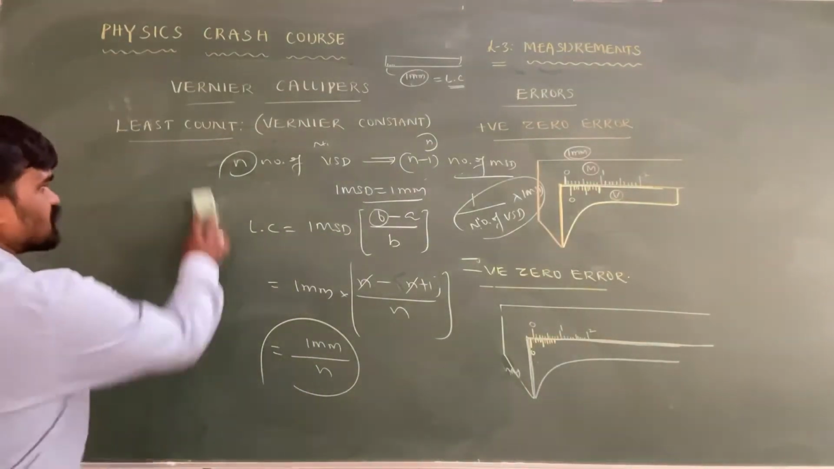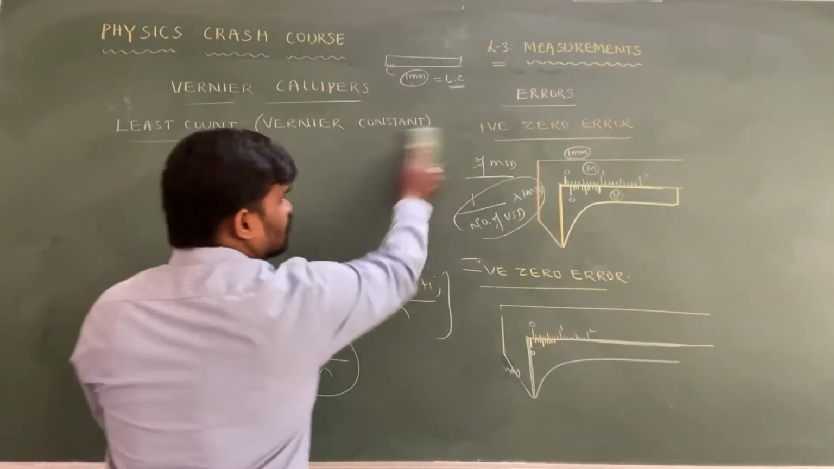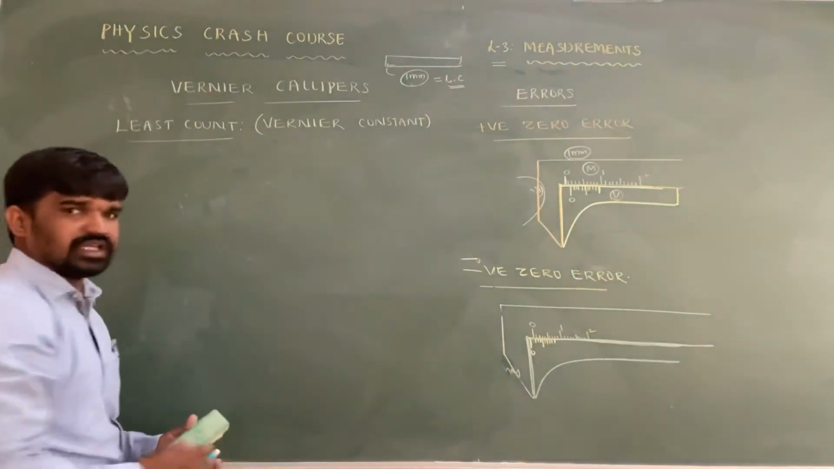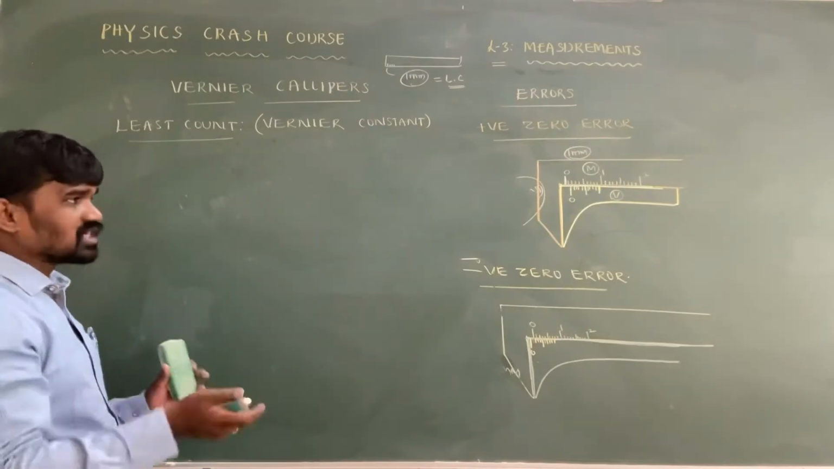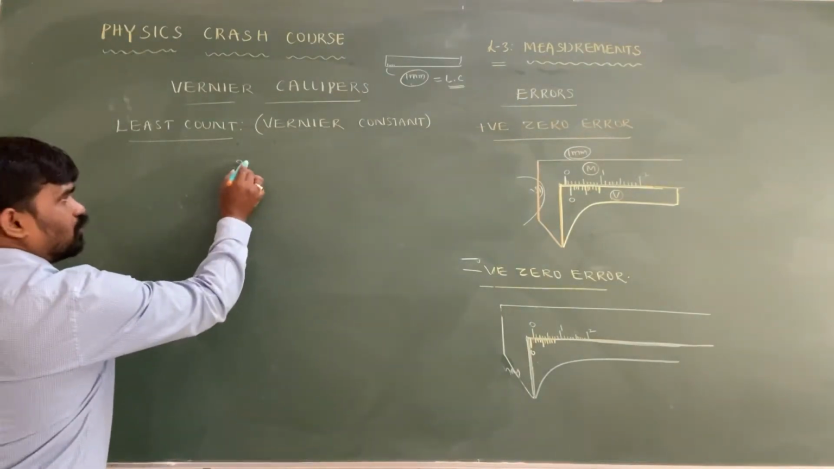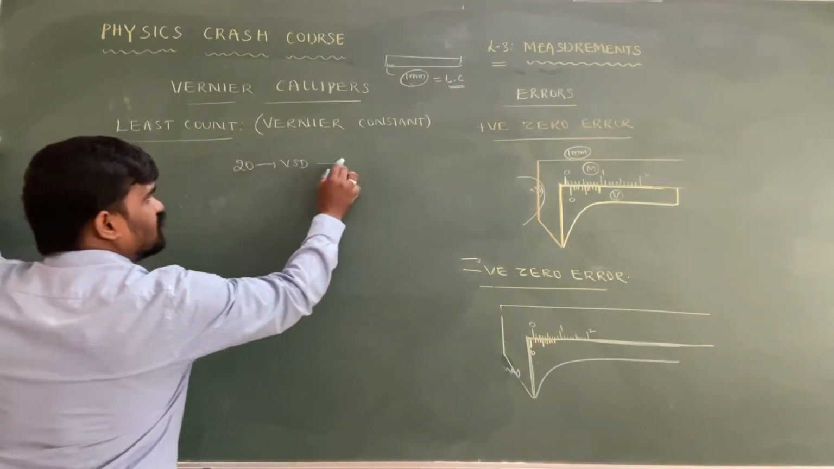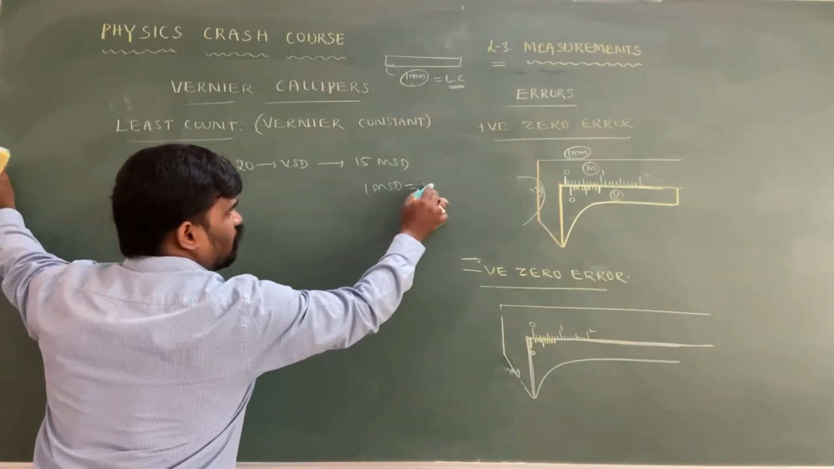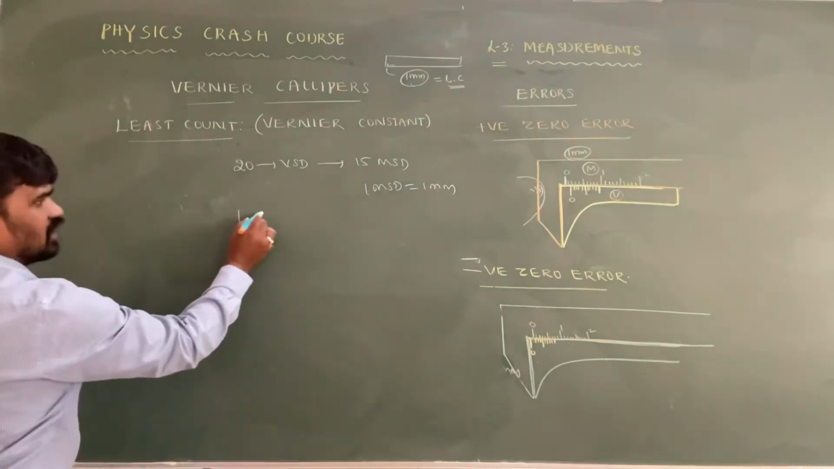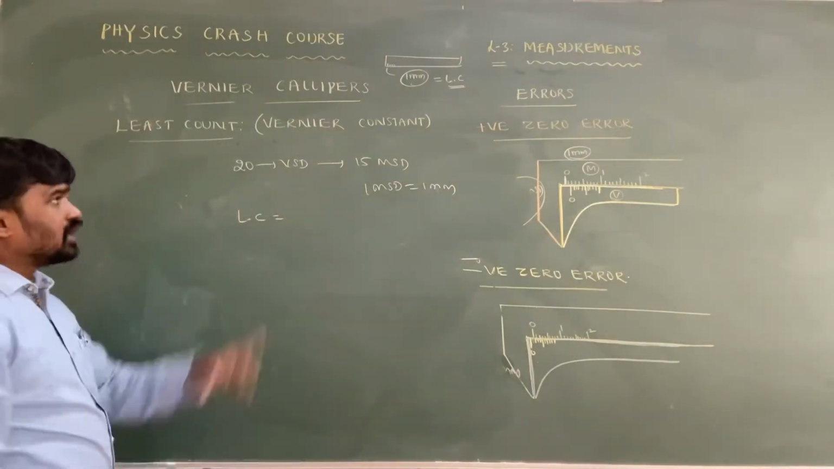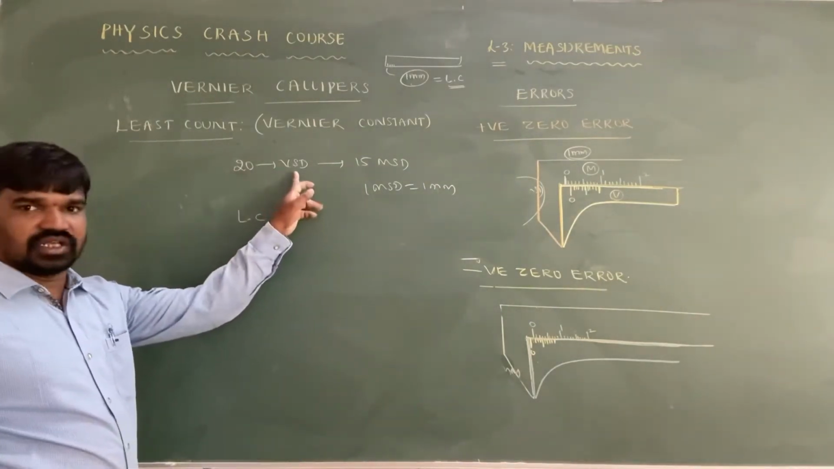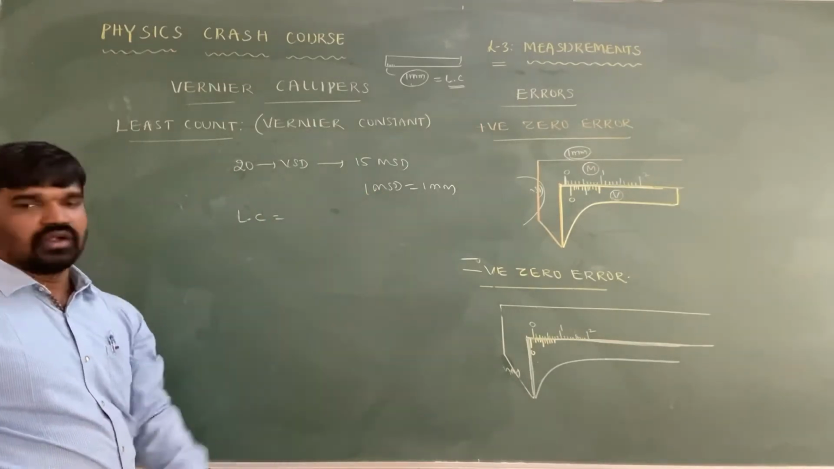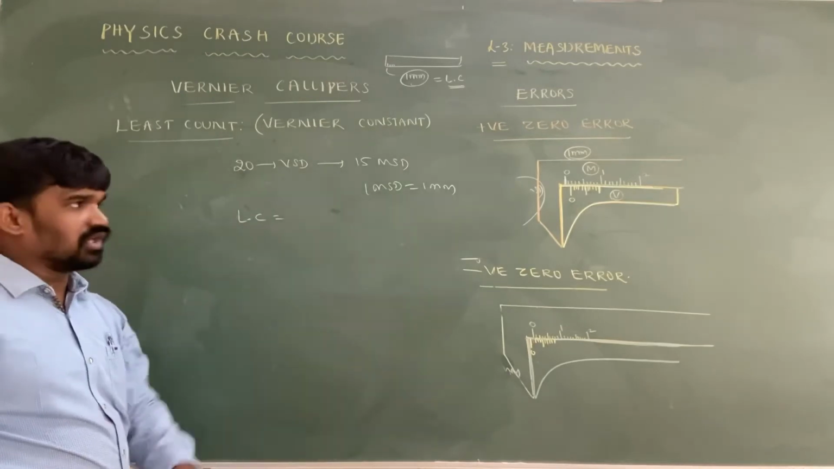Most of the times the difference between the number of vernier scale divisions and main scale divisions might be 1, but sometimes it will not be like that. Suppose 20 VSDs coincide with 15 MSDs and 1 MSD equals 1 millimeter, then find the least count.